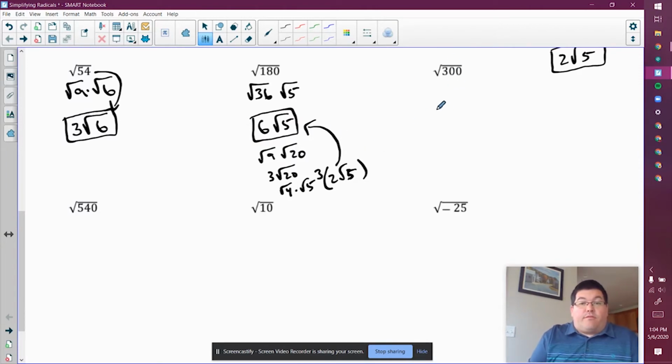What about the square root of 300? Well, the square root of 300, of course, is the square root of 100 times the square root of 3. And the square root of 100 is 10. 3 is as simple as it gets under the square root.